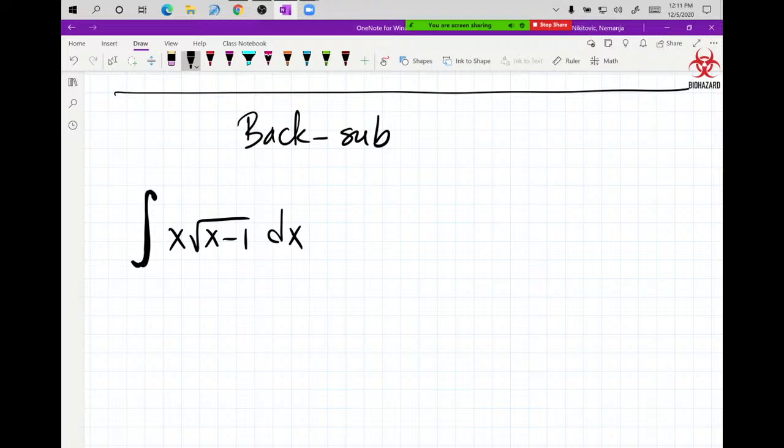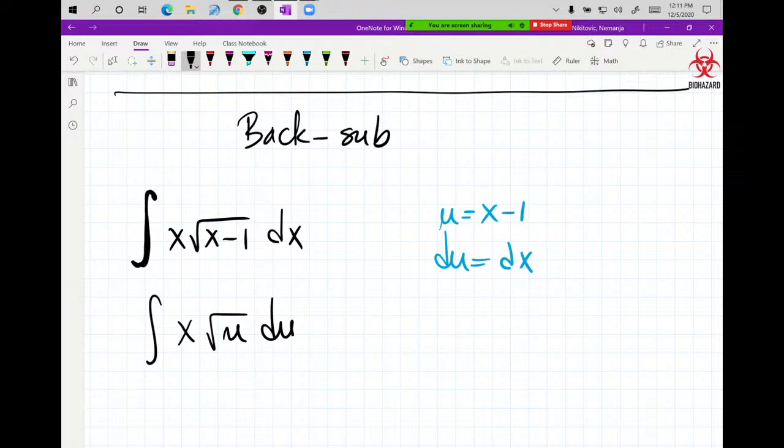But these are some anomalous cases that could be solved by a little bit of, I guess, voodoo on the side. If you say u equals x minus 1 and du equals dx, because the derivative of x is 1, you move dx to the other side, you would be able to replace everything except the x in front. So you still have this x, and then you have a square root of u and then du.